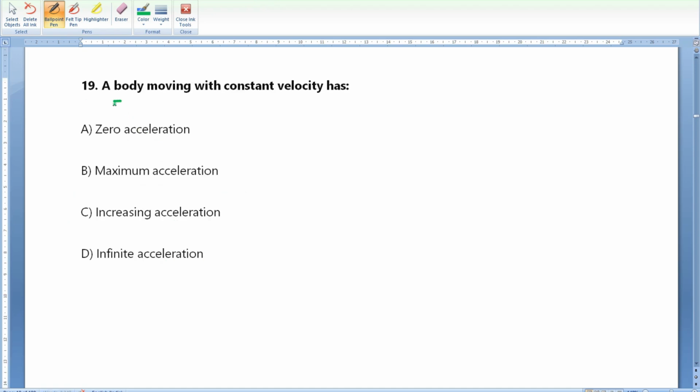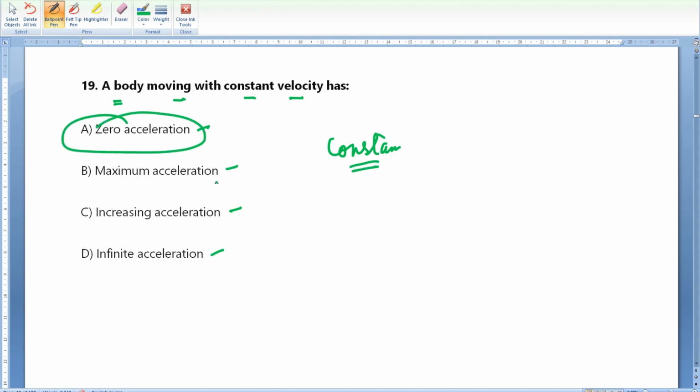Question number 19. A body moving with constant velocity has zero acceleration, maximum acceleration, increasing acceleration, or infinite acceleration. If velocity is constant, then there is no acceleration and the option is zero acceleration. Acceleration is the rate of change of velocity. If there are changes in velocity, then acceleration is there, but if there is no velocity change, that means constant velocity, so acceleration is always zero.